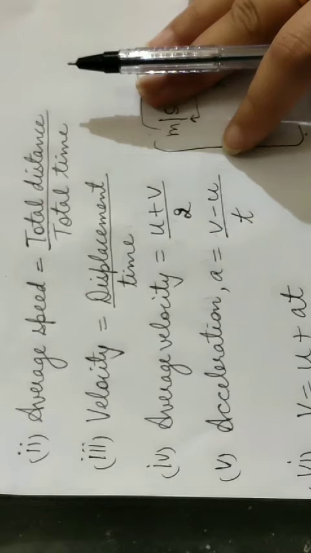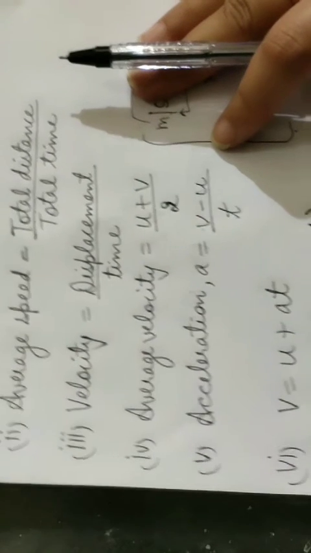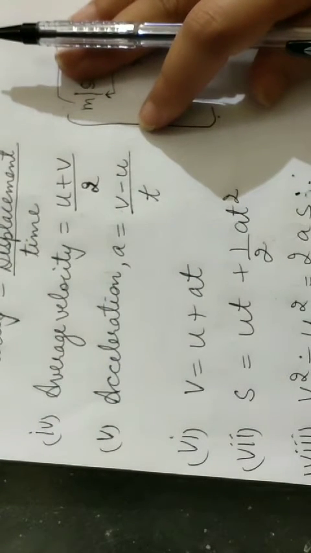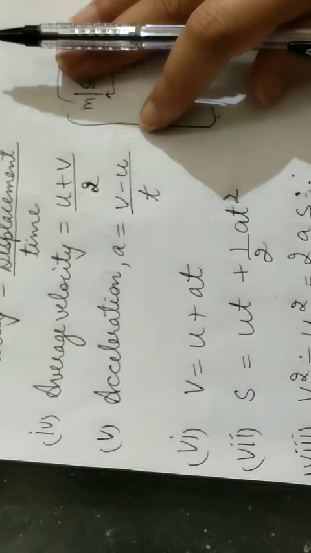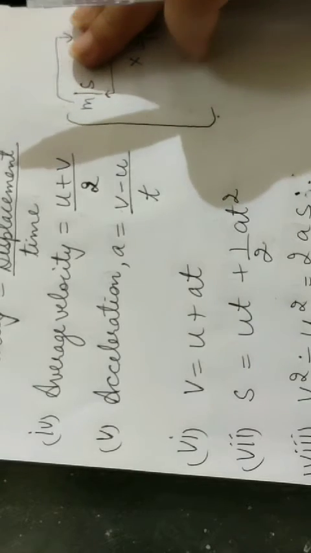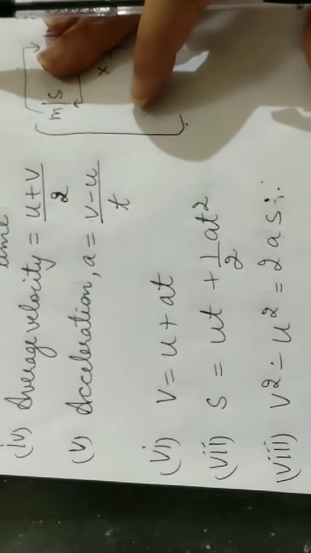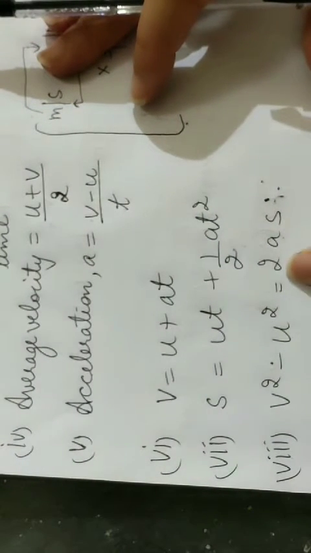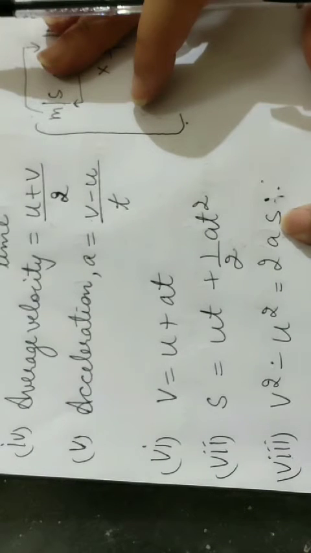Acceleration is equal to change in velocity divided by time taken, that is v minus u upon t. Coming to equations of motion, v is equal to u plus at, s is equal to ut plus half of at square, and lastly v square minus u square is equal to 2as.